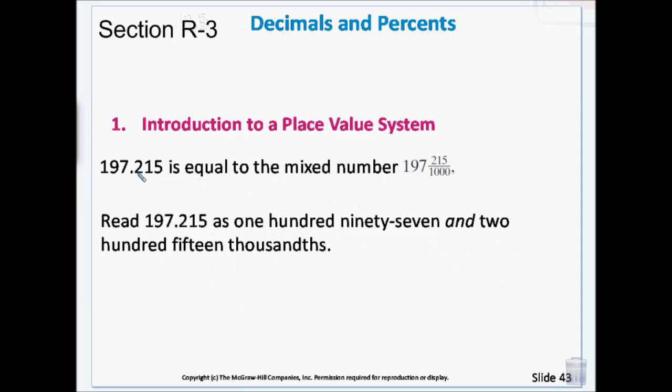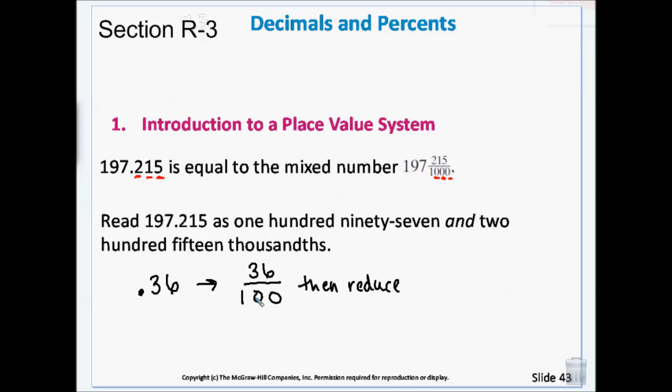Decimals are equivalent to fractions. Fractions and decimals are both pieces. The same number of decimal places I have, 1, 2, 3, that's how many zeros I have in my denominator. So if I'm converting from decimals to fractions, I count the number of places, and then I put that same number over 10, 100, 1,000, 10,000, however many zeros it needs to have the same number of decimal places. And we read it as 197 and 215 thousandths.